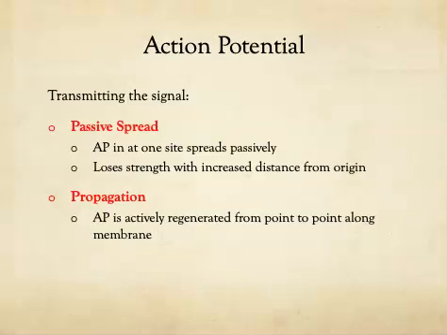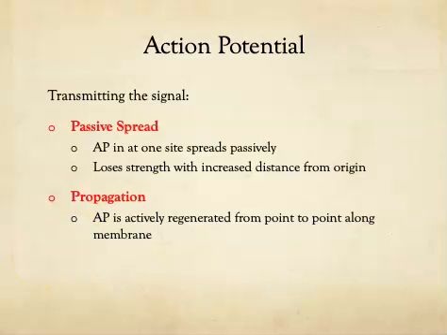Now, when it comes to transmitting the signal, there are two ways that that signal can travel. It can travel passively, and it can travel in an active way, in a way called propagation. So we're going to talk about the passive spread of electrical current in the membrane of a neuron and propagation of the action potential. In passive spread, the action potential that gets generated at a site in the membrane of a neuron is going to spread out, and it's going to lose strength as it travels. The propagation form of transmission is very different because during propagation, new action potentials will be generated at certain points along the length of the axon.